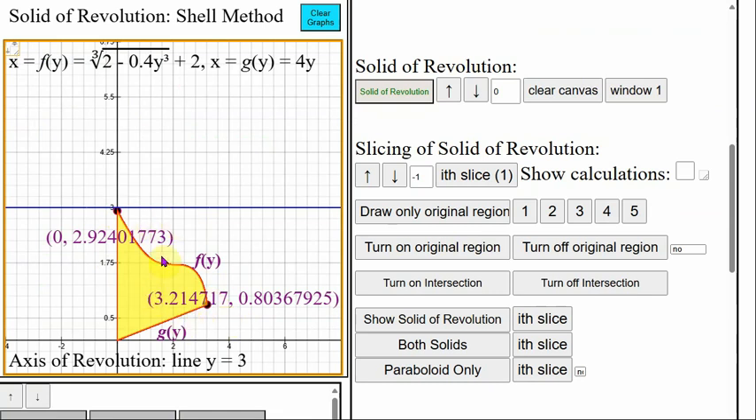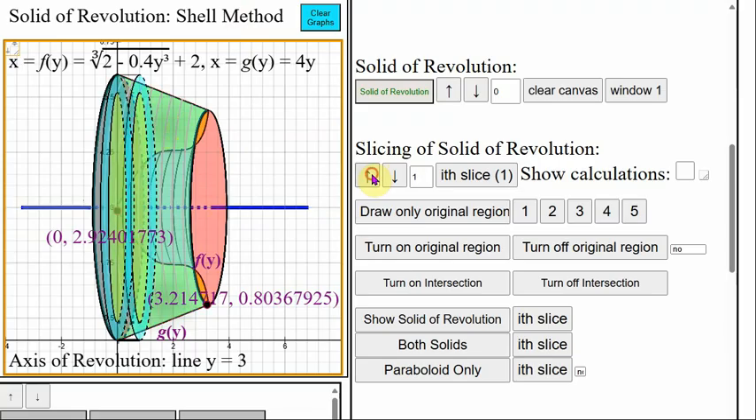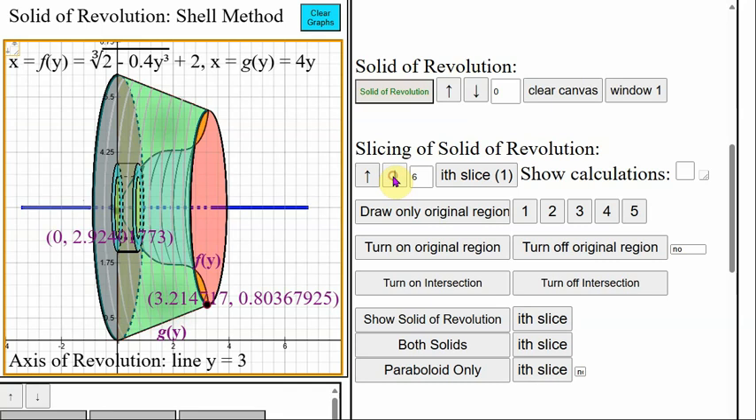And now let's revolve it about the line y equal to 3. And so this is what the solid of revolution would look like. And then we're using the shell method, and so I'm going to fill the solid of revolution with cylindrical shells that would look like this. And so here I divided the solid of revolution into 8 shells.